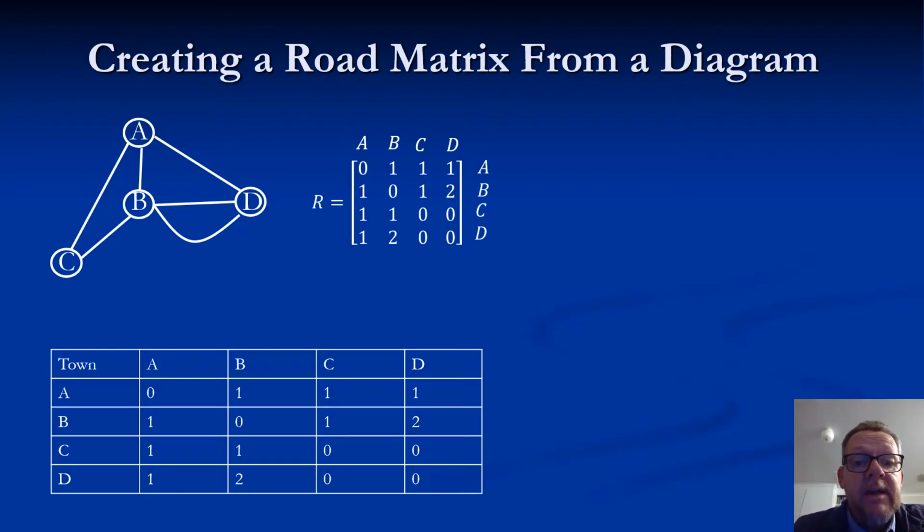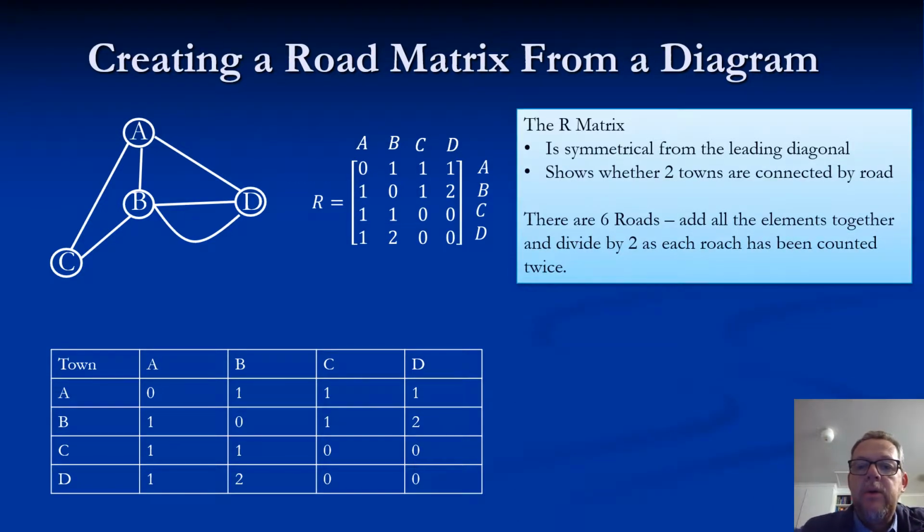I've represented that as a matrix now. I've just put R for road matrix, and you can see my towns labelled on the outside of the matrix. So if we have a look at this R matrix, you can see that it's symmetrical from the leading diagonal. So hopefully I filled that in correctly, and if I look down there, that half should reflect that half, and that's the angle of symmetry. Okay, it shows whether 2 towns are connected by roads.